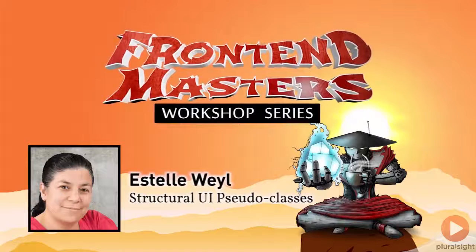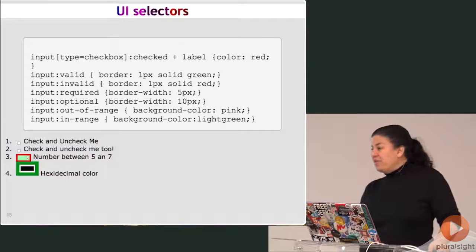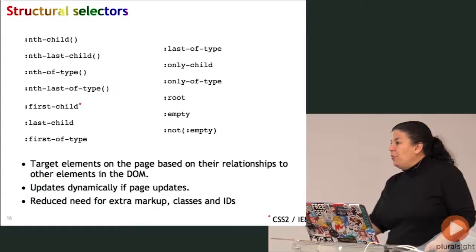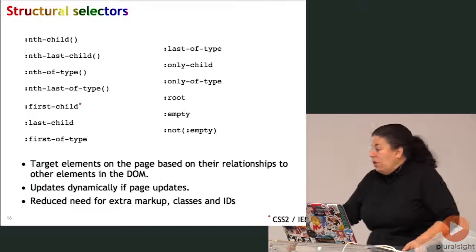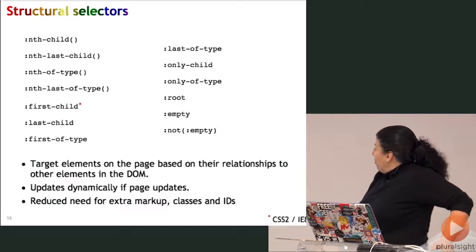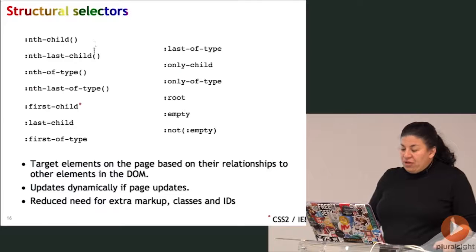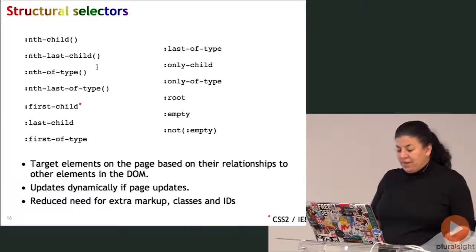So those were the UI selectors, which is basically really good for forms in the current state of your UI. But you can also target elements based on where they're located within the DOM. So we are given these selectors. These we have nth child, last of type, first of type, only of type.